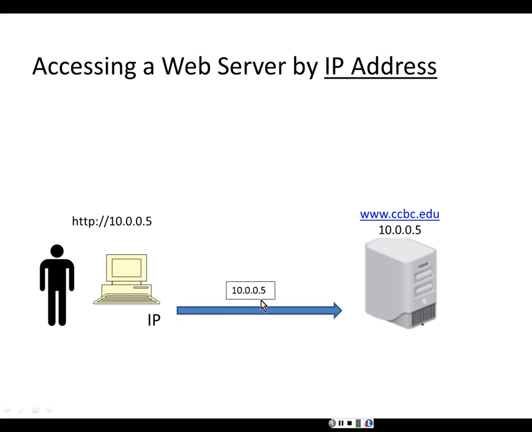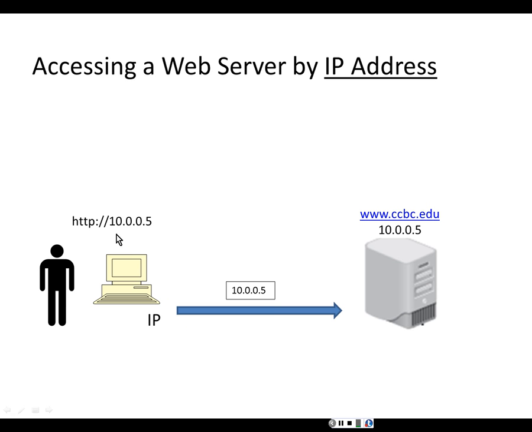IP would send a packet to 10.0.0.5 because that's the IP address of the web server. Now here's the question. How does IP know to send a packet to 10.0.0.5? Well, that's kind of obvious. That's what the user typed in. If the user typed 10.0.0.5, well then of course IP is going to send the packet to 10.0.0.5.